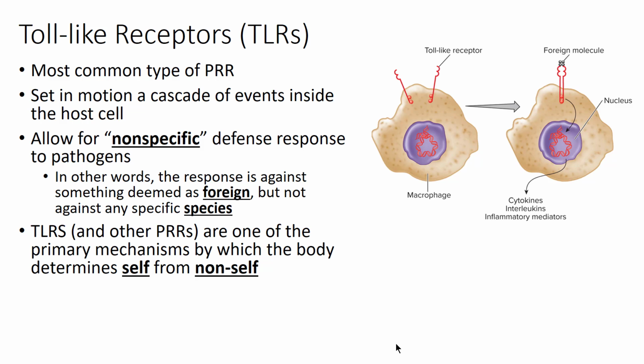So TLRs ultimately are the way that the body works out self versus non-self. If we're a human, we're self. If we see human characteristics, leave it alone. If you see something like a dog, that's non-self. Deal with it. Treat that differently. And so bacteria in this analogy would be the dogs. Once we see a dog or a bacteria, we deal with those as a group in a sort of non-specific way.